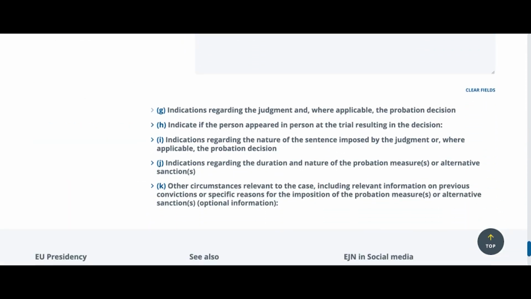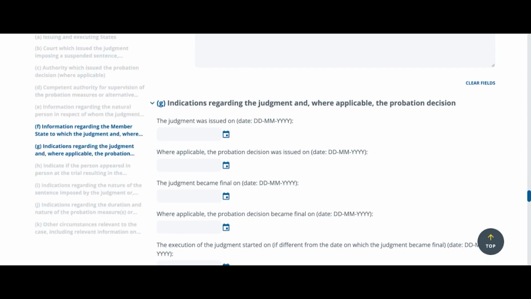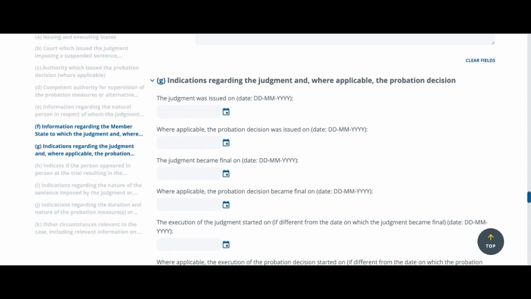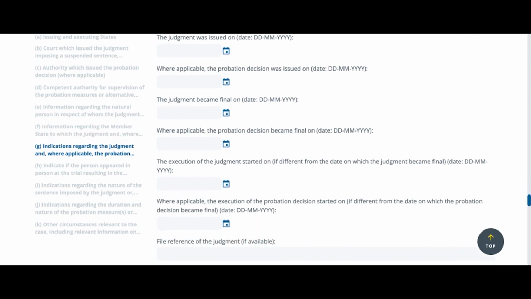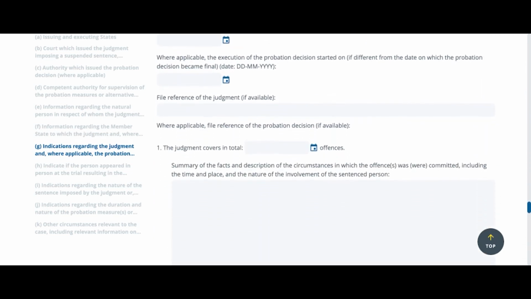This section is very important based on our surveys because it can pose some problems. Indications regarding the judgment and, where applicable, the probation decision. Here is where we have to be very, very precise and very careful when filling out with data.